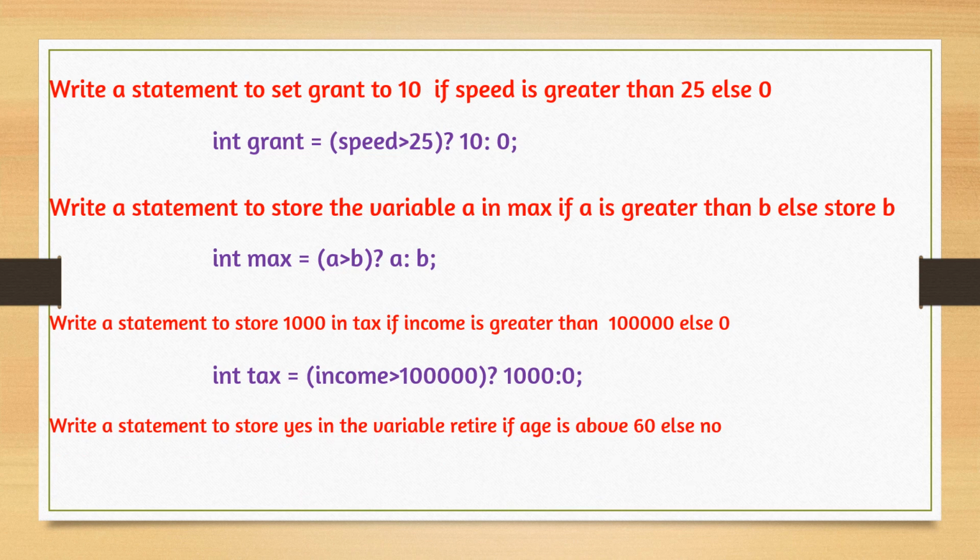And one last question we can say: write a statement to store s in the variable return. S is a string, so we have to declare the variable return as string. If age is above 60, else no. So here we can see the answer. String return is equal to age greater than 60, if the condition is true, s, else no. So we should know how to write the statement and how to get the output of the ternary operator.